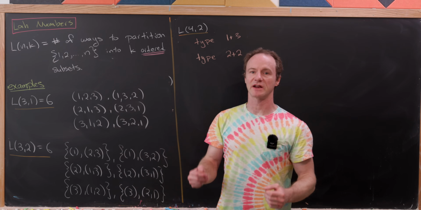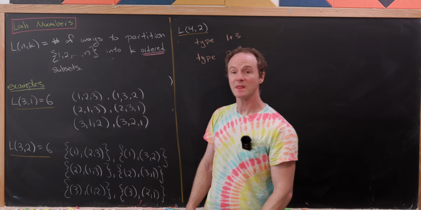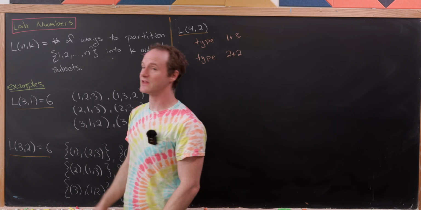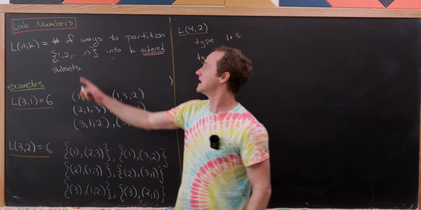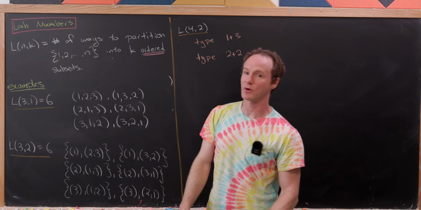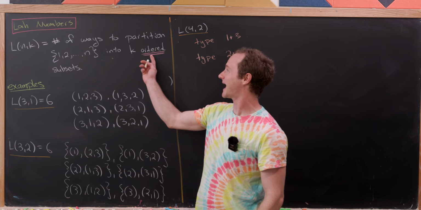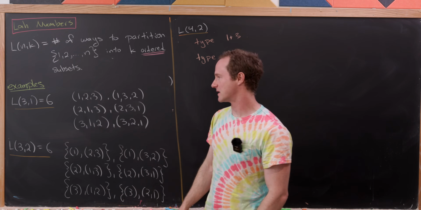Today, I'd like to talk about a certain class of numbers from combinatorics called Lah numbers. So let's jump right into the definition. The n-k-th Lah number, which we'll denote by L(n,k), is the number of ways to partition the set 1 to n into k ordered subsets.